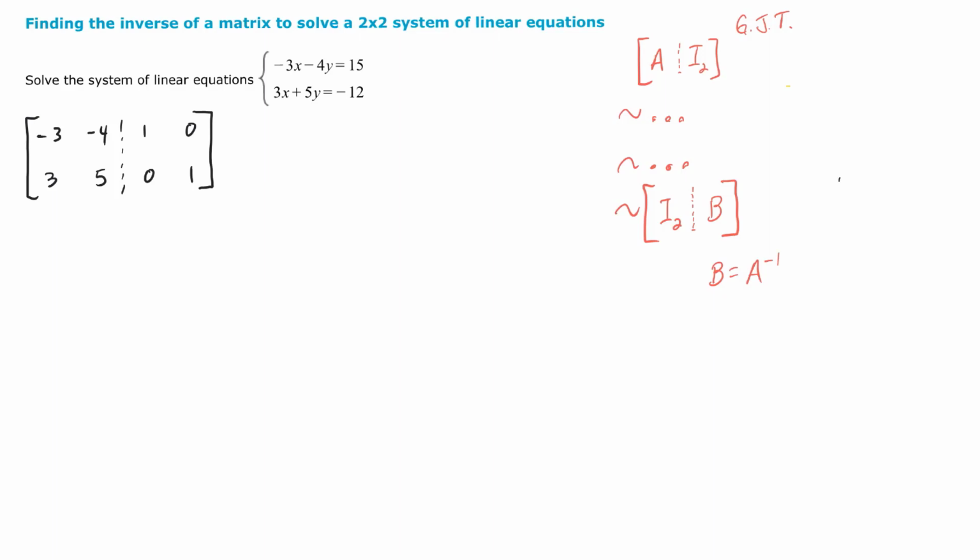So let's do -1/3 times row 1, which is row equivalent to 1, 4/3, -1/3 and 0. Row 2 doesn't change.